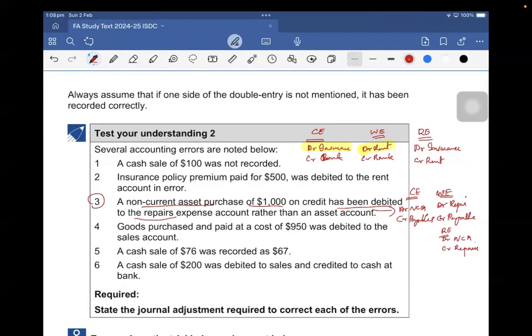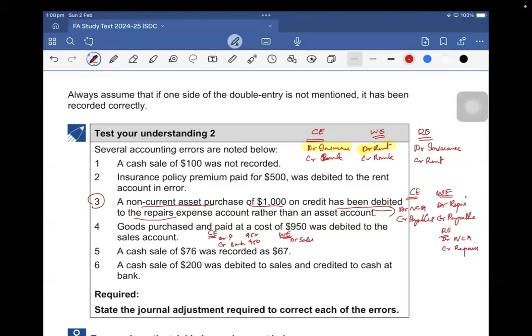Now the first one: goods purchased and paid at a cost of 950 was debited to sales account. So the correct entry is debit purchases and credit bank, 950. Now, what did they do? They took it into the sales account. So the wrong entry was that instead of purchases, they debited sales account. Understood?